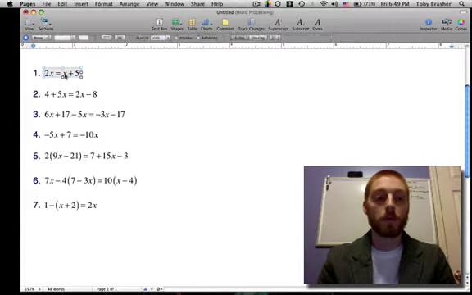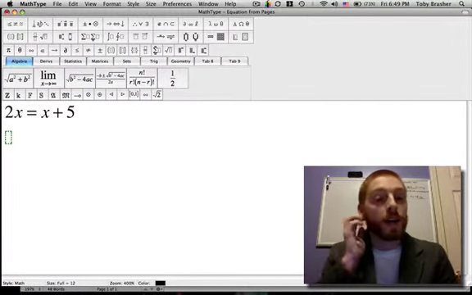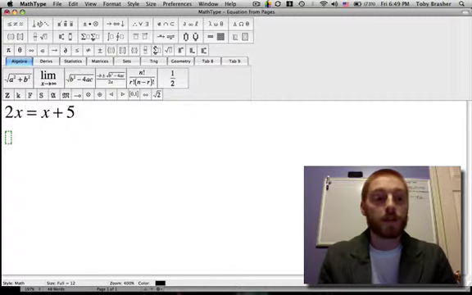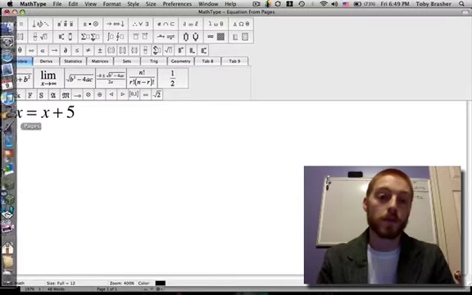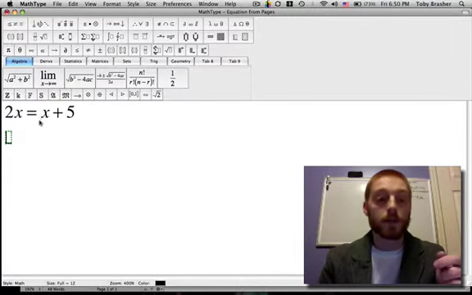Our first one, number 1, we have 2x equals x plus 5. Well, I don't have anything to simplify, but the first thing I have to do is get the variables on the same side. The way I like to do that is I always take the smaller number over to the bigger number. What I mean by that is I have 2x and I have x, and they're on opposite sides of the equal sign. I always like to take the smaller number, that 1x, over to the left side, over to the 2x.